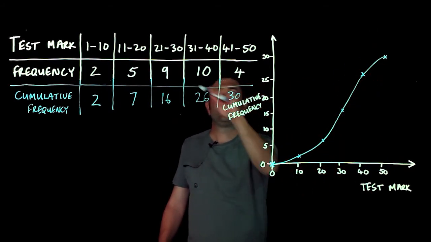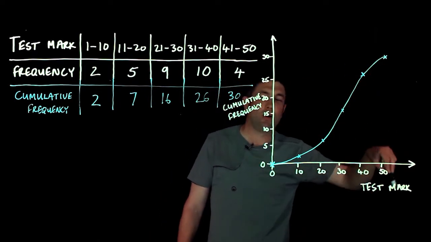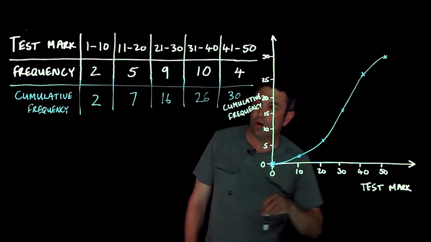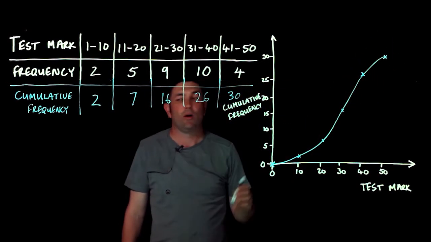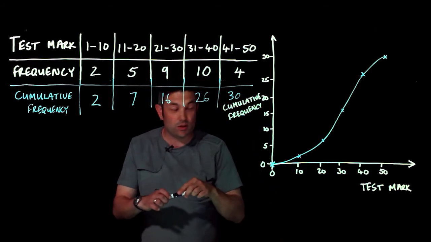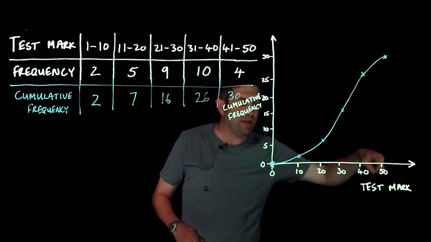A common mistake is to just plot the frequency. If your graph starts going back down again, you've gone wrong. So they always go up. They continue to go up. So don't have anything going back down to the x-axis.